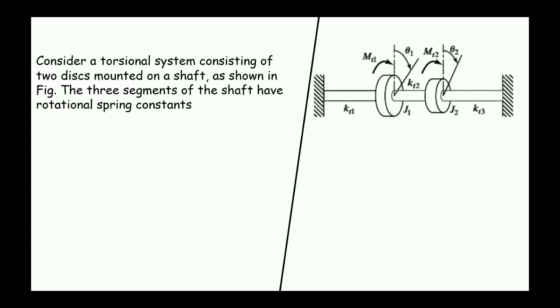Now for this, consider a torsional system consisting of two discs mounted on a shaft as shown in the figure that will be displayed. The three segments of the shaft have rotational spring constants. You can observe it consists of a shaft on which two discs are mounted, disc 1 over here and disc 2 over here. Because of these two discs, the shaft is divided into three segments with stiffness values KT1, KT2 and KT3.